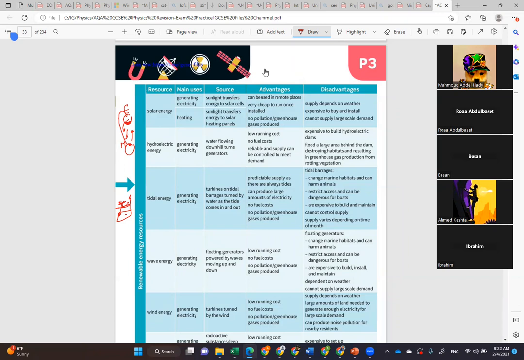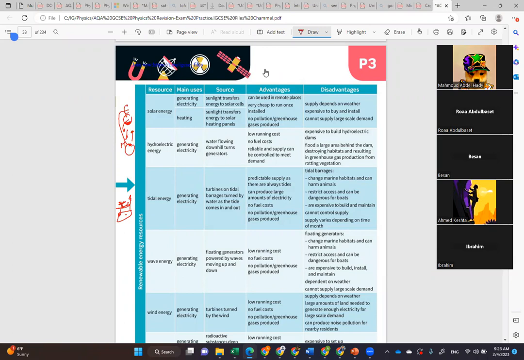The disadvantages come from the tidal periods. It changes marine habitat and can harm animals because you're going to build the turbines in the ocean or along the coast. So it changes the marine habitat and also restricts access and can be dangerous for boats. They are expensive to build and maintain, and you cannot control supply. Supply varies depending on the time of the month.